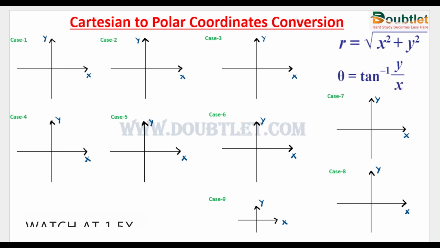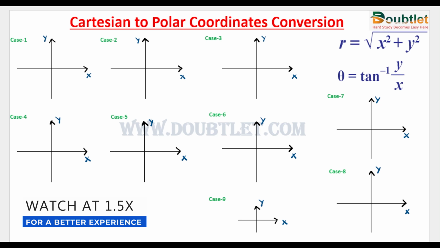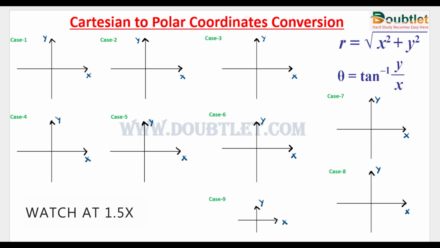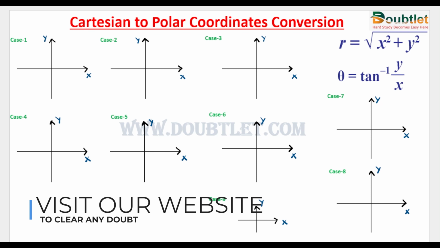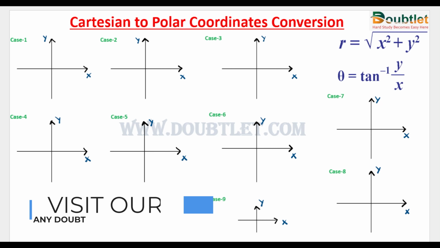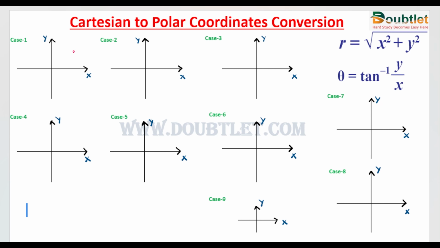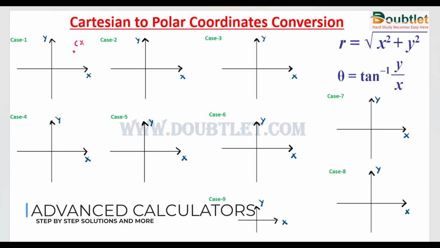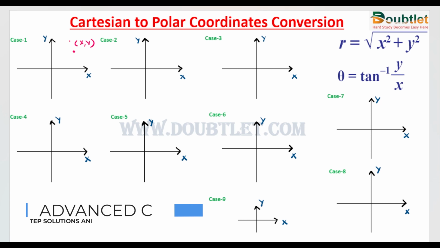Hello guys, in this video we will learn how to convert the Cartesian form of coordinates to polar coordinates. So basically we know that in the Cartesian plane, suppose this is the xy plane and there is a point x comma y. So suppose this is a point whose coordinates are x comma y.